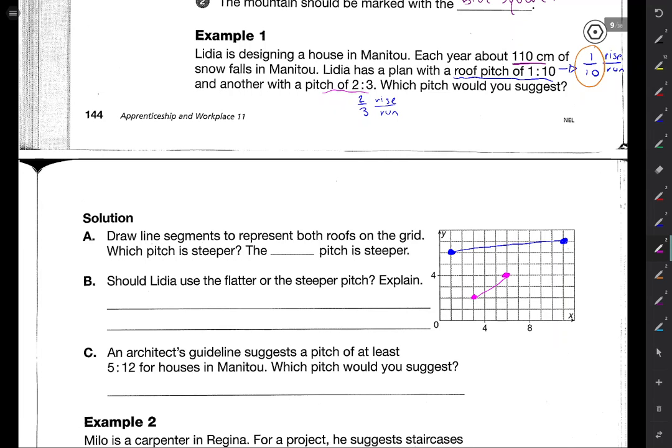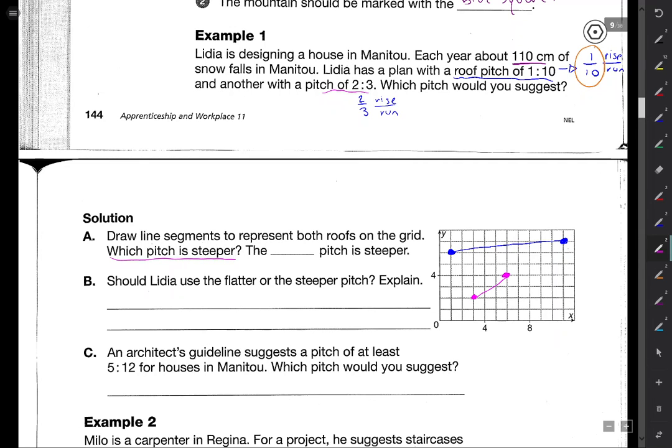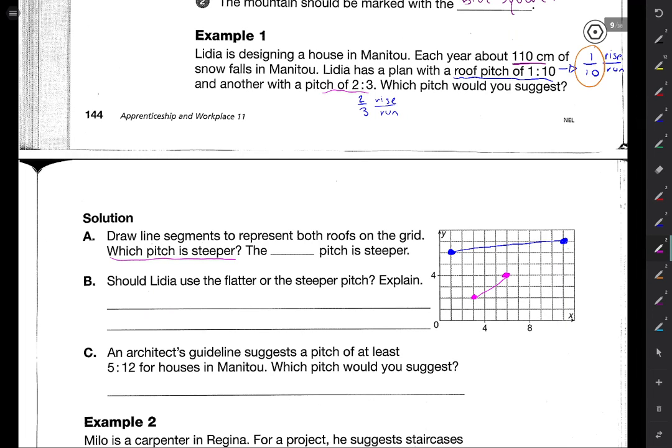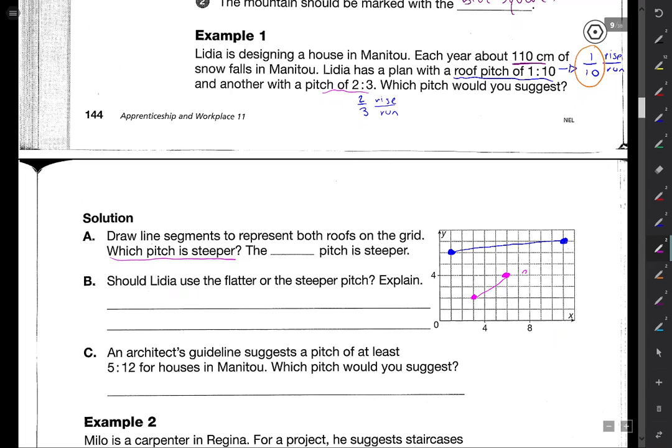Now, which one would be better suited for an environment with a lot of snow? It says here which pitch is steeper, because remember, we want the snow to slide off of it. If it sits on there, it's going to end up leaking into the house. So if we're talking about the pitch with the steeper slope, it would for sure be this one over here that is rise of 2 and run of 3. So I'm just going to put the 2 to 3 pitch is steeper.